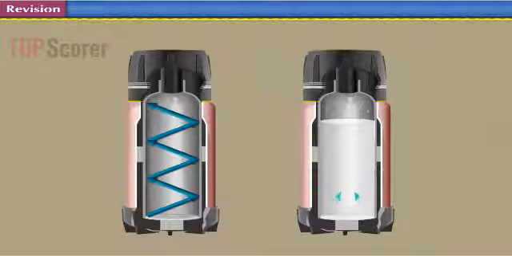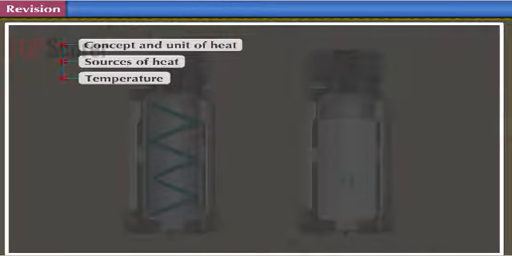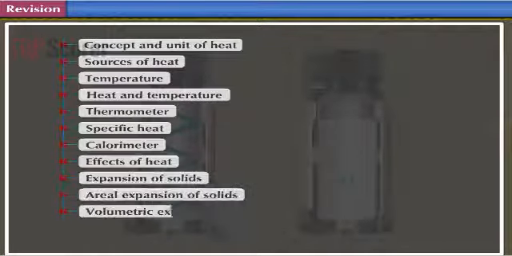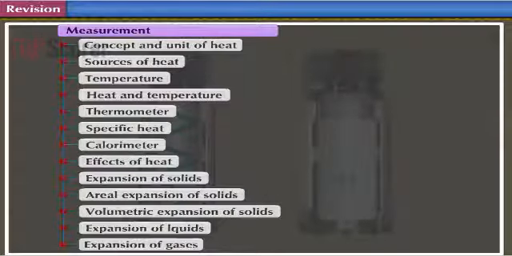In continuation to this, today we are going to study about measurement and effects of heat. Come then, let us begin.